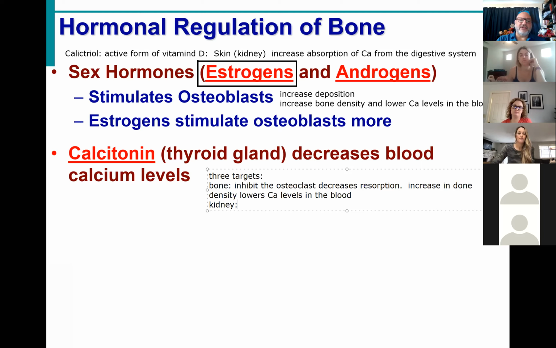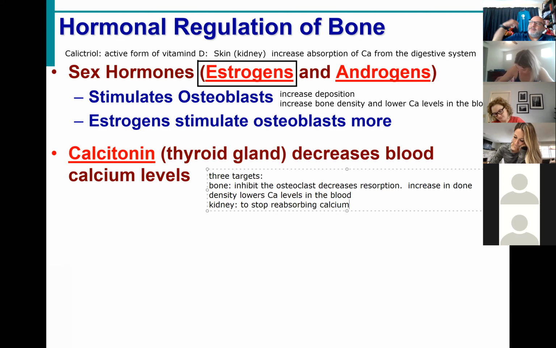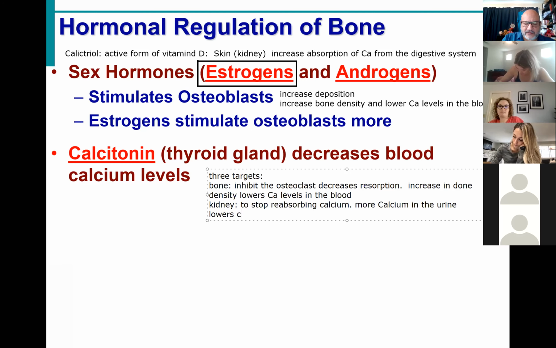Well, what calcitonin does is it tells the kidney to stop reabsorbing calcium. It basically tells the kidney, hey, all that calcium you're normally bringing back into the blood, stop doing that. So what happens is there's more calcium in the urine, leaving the body, and it lowers calcium levels in the blood.